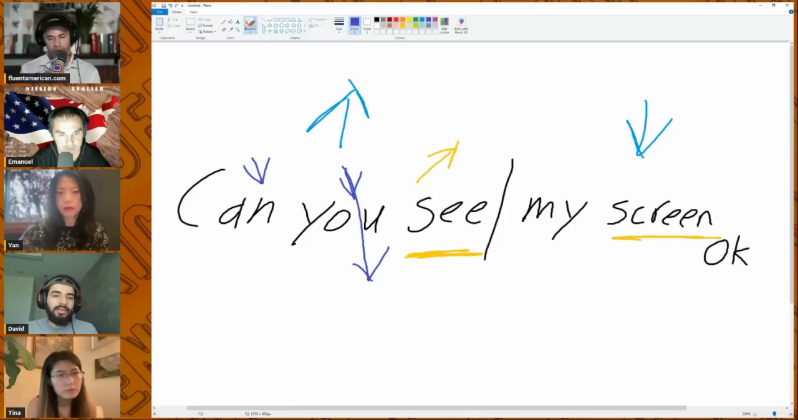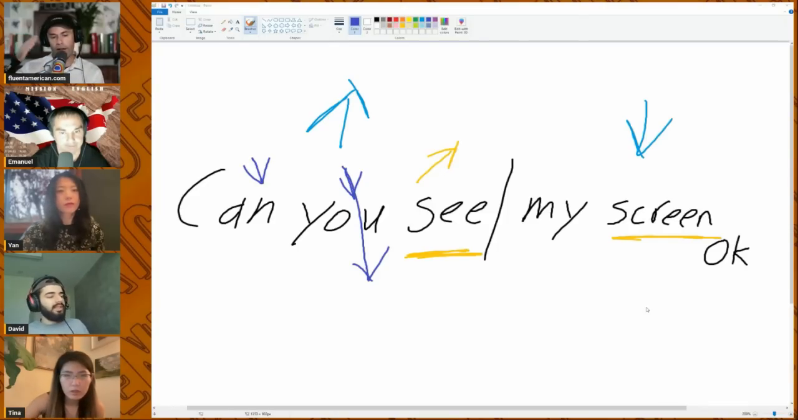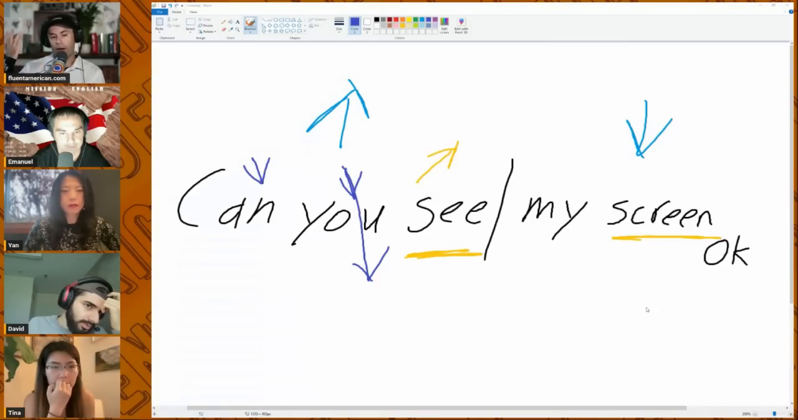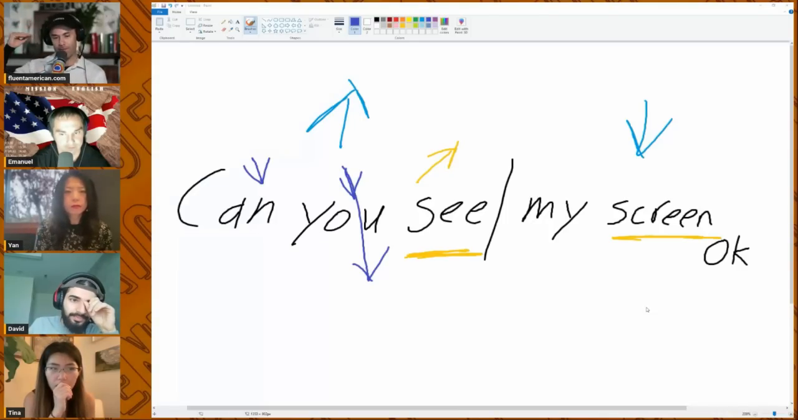It's like, can you see? Can you see? But the reality is I don't even have to go that high on see. I can also say, can you see? You know? But depending on the level of emphasis, I could go crazy high and say, can you see? So it all depends on the context. But the general movement is down, down, up.